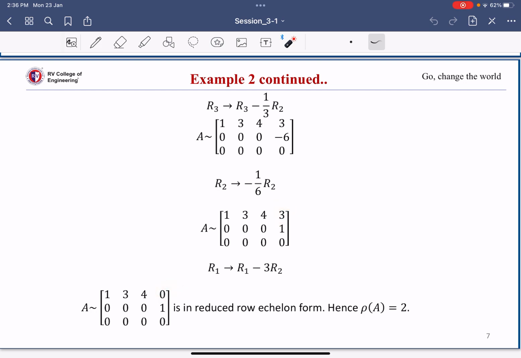So this particular matrix is in RREF, that is reduced row echelon form. The number of non-zero rows is 2, hence the rank is 2.